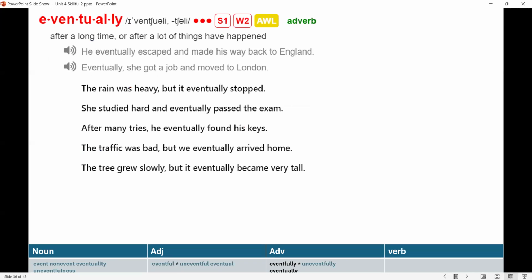Eventually means after a long time or after a lot of things have happened. He eventually escaped and made his way back to England. Eventually, she got a job and moved to London. The rain was heavy, but it eventually stopped.